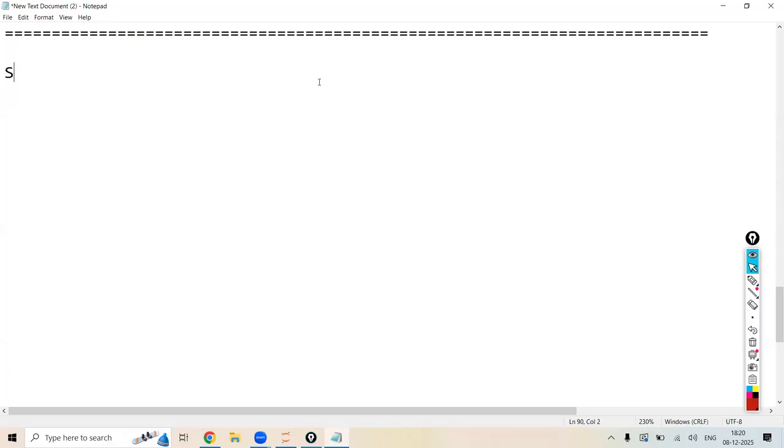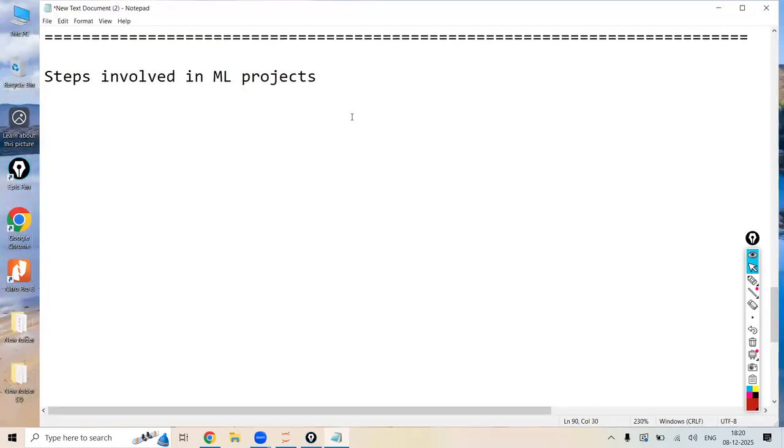So here, as we know, the steps involved in ML projects. What are the steps involved in the ML projects? Exclusively ML. Okay. Steps involved in the ML projects. What are the steps? Make a note of this for all the ML end-to-end projects.